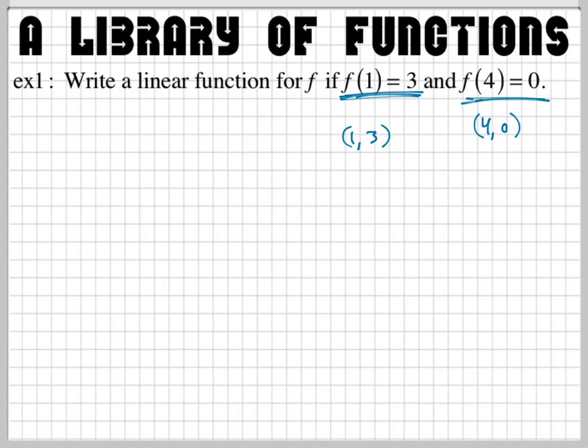Can you guys write the linear equation now? A linear function? Heck yeah, you can. Let's find our slope to be 3 minus 0 over 1 minus 4. And so you get 3 on the top, you get negative 3 on the bottom, so it's negative 1. My slope is negative 1.